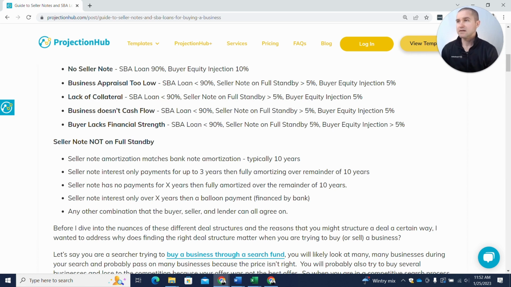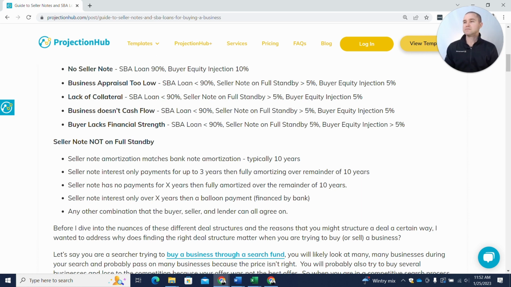We've already been looking at what happens if the business doesn't cash flow. So even if it appraised high enough, but the business, based on its historical financials, can't hit a 1.25 debt service coverage ratio, again, you're going to have to do the same thing. Lower the SBA loan, increase the seller note, put it on full standby, or put in more equity.